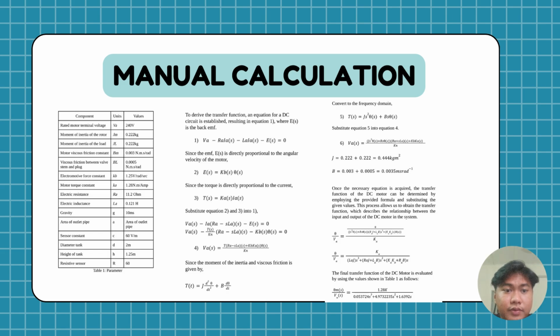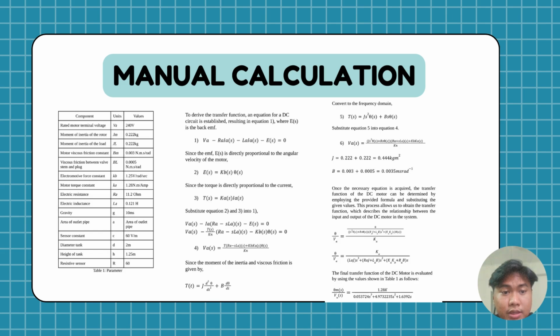Next, the moment of inertia and viscous friction are given, so we state the equation. Next, we convert it into the frequency domain and substitute equation 5 into equation 4, and we got equation number 6. And we get the values of J and B.